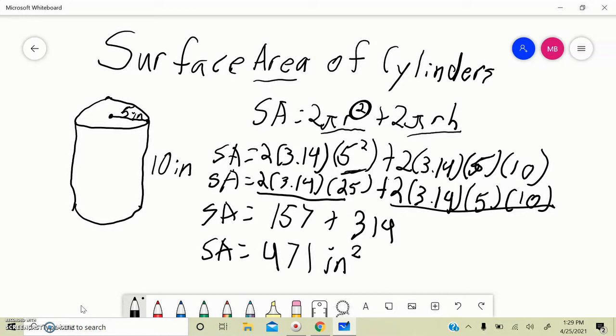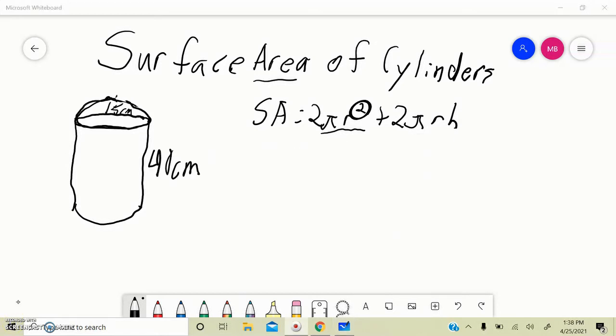Let's take a look at another example. For my cylinder, I have a diameter of 15 centimeters and a height of 40 centimeters. So again, my formula is going to be 2 pi r squared plus 2 pi r h. When I take a look at this, am I given my radius? No. So what do I need to do here? I need to find my radius. And I remember that my radius is half the length of my diameter. So I can take my diameter and divide it by 2, which is going to give me 7.5 centimeters.